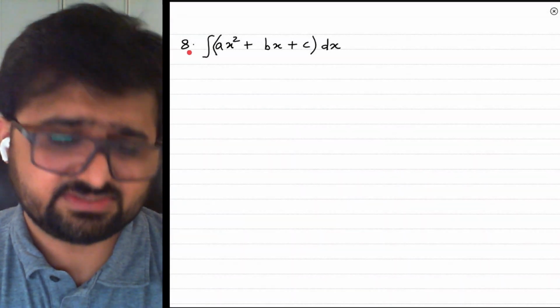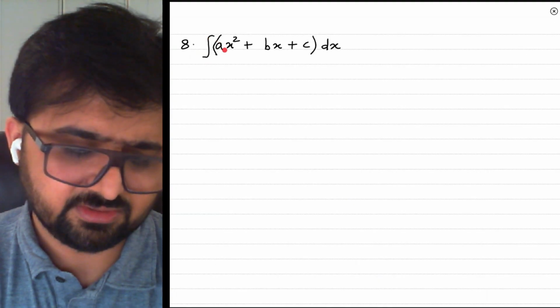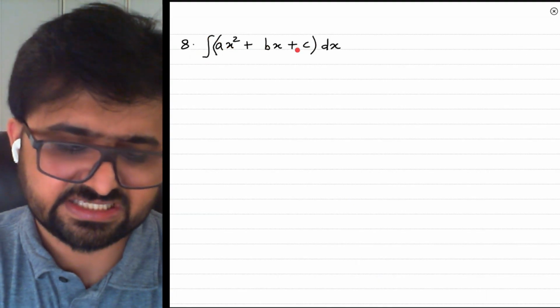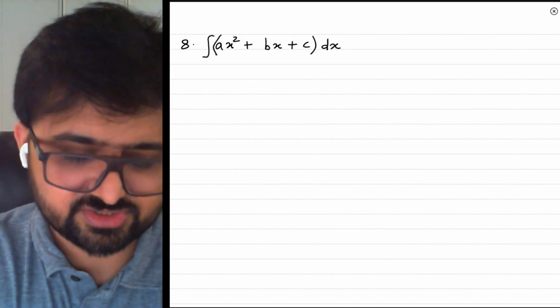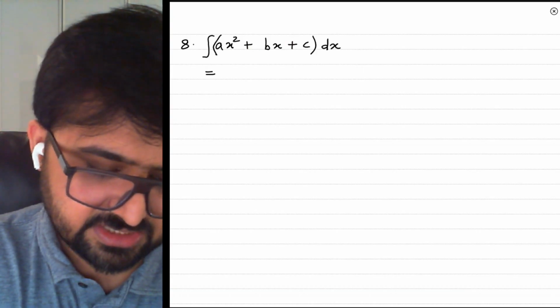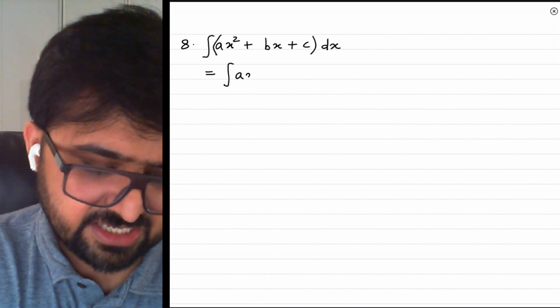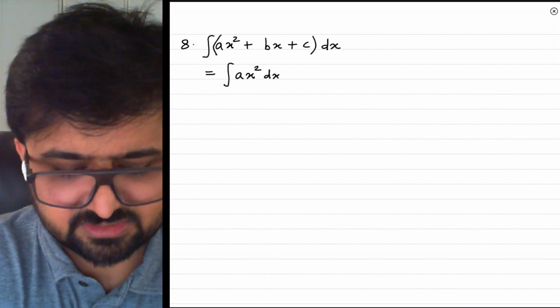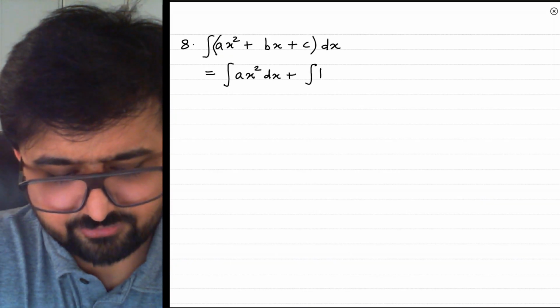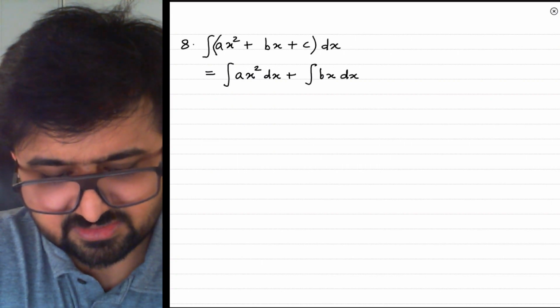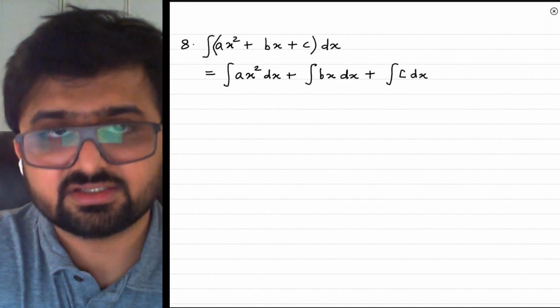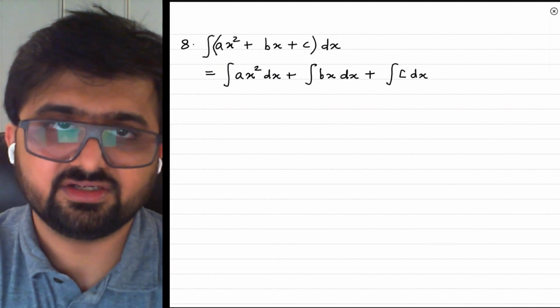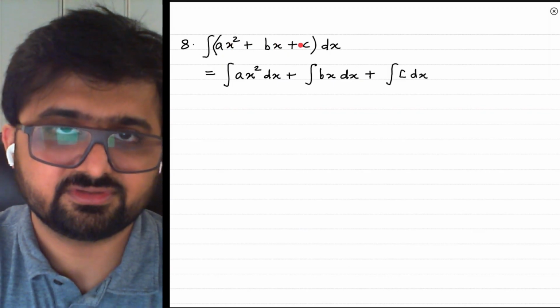All right, now let's do question number 8. Integral of ax squared plus bx plus c. Since it's a sum of terms, you can just split the integration in those terms. So you get integral of ax squared dx plus integral of bx dx plus integral of c dx. So you split the integral between those three terms.